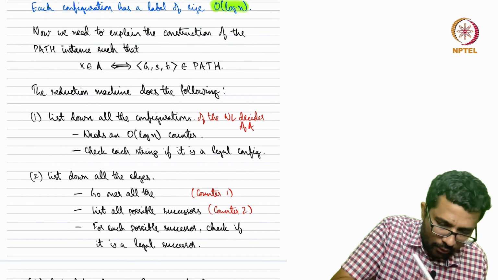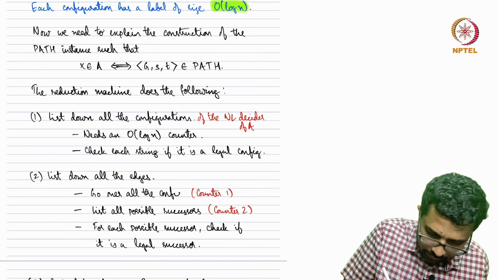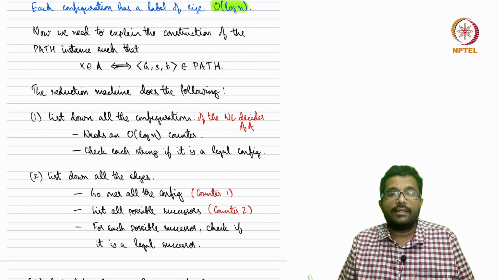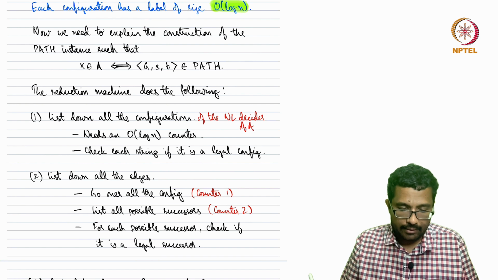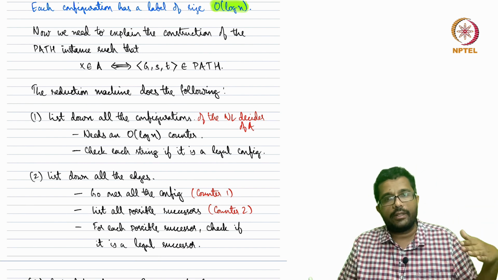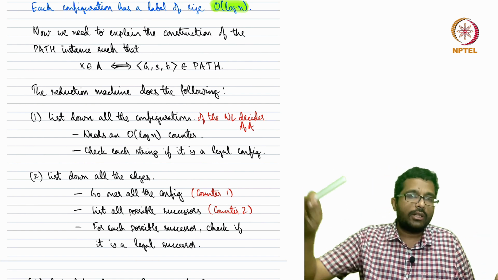So we first go through all the possible configurations, which is already listed down in step 1. And for each configuration, we list all the possible successors. So we have one counter that goes through all the configurations, and for a fixed configuration, we now list down all the possible successors.